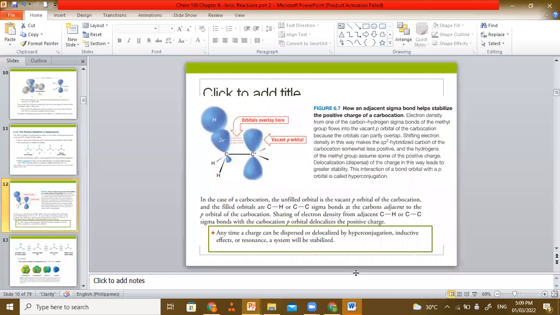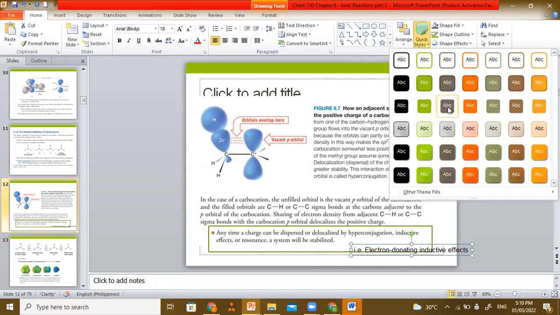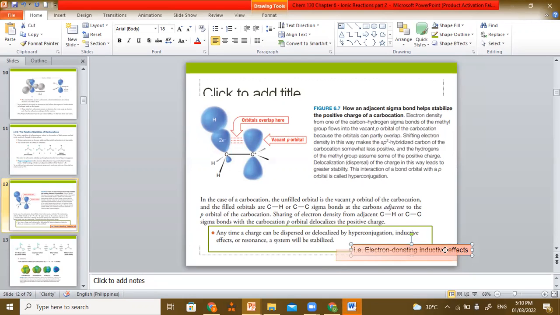So I will just note here what the inductive effects in particular are: the electron donating inductive effects. Because there is another kind of inductive effect, an electron withdrawing one, which can actually destabilize even more.